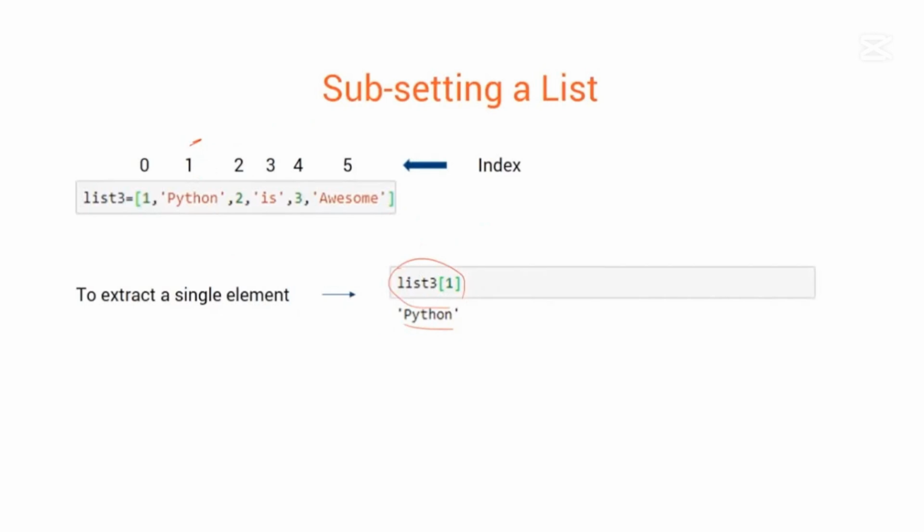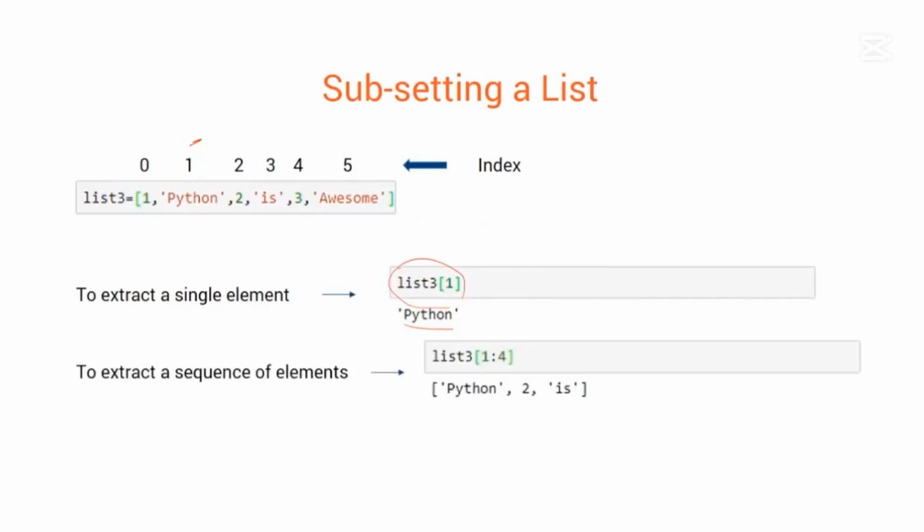What if we want to extract a sequence out of the list? We can do this using this format, where we have two numbers within the square brackets separated by a colon. Let me explain how this works. When I do something like list 3, 1 colon 4, it starts at index 1 and extracts elements until it reaches one index before the given end. So it starts from 1 and stops at 3. It doesn't include 4.